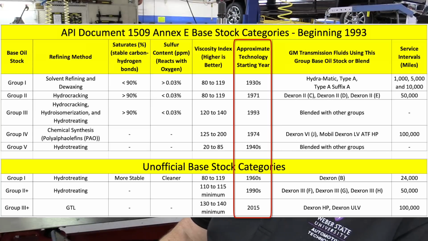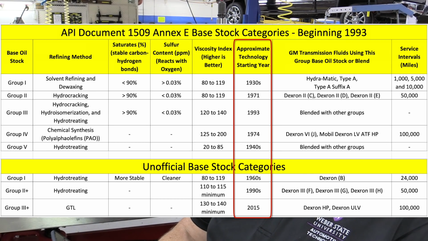So once again, base oil is what transmission fluid is made from, but then it just has an additive package added in. Same with motor oils. Starts with a base oil and then an additive package. Alright, so notice that Group 1 started in the 1930s. The technology to make what is known as Group 2 base stock oils was not even implemented until 1971 here in the United States.